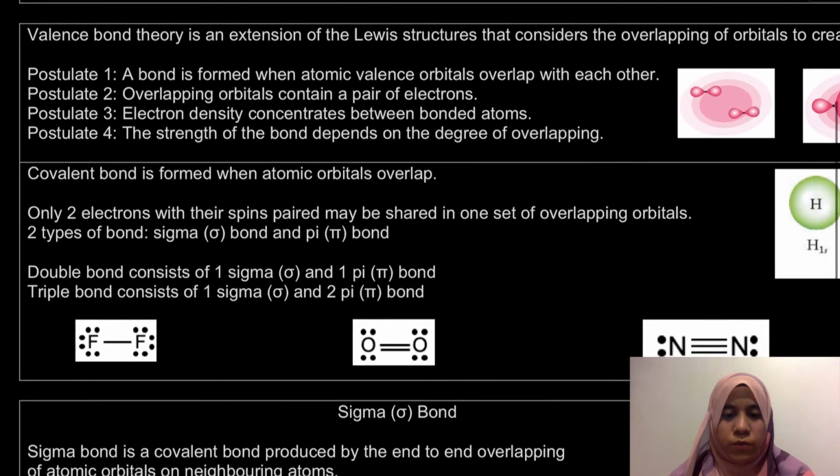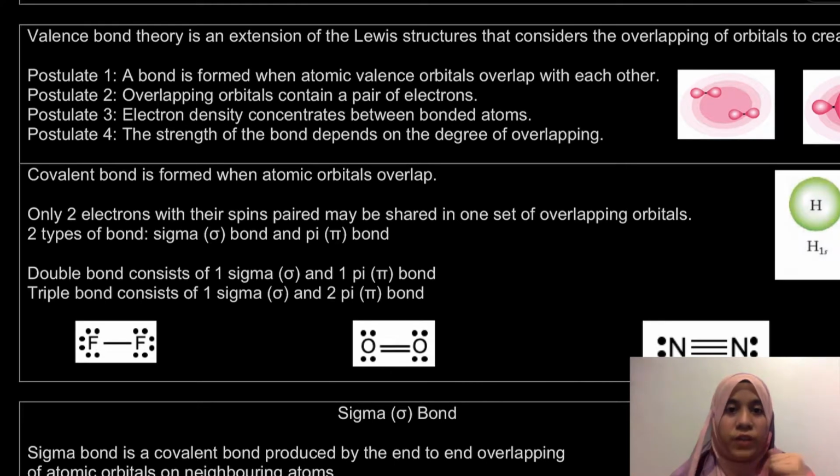Right now, we will focus on the covalent bond, which is mostly what we learn anyway. A covalent bond is formed when atomic orbitals overlap. Only two electrons with their spin paired may be shared in one set of overlapping orbitals. There are two types of bonds, sigma bond and pi bond. We learned this earlier in 4.1, ionic and covalent, so in covalent we already taught a little about sigma and pi bonds.